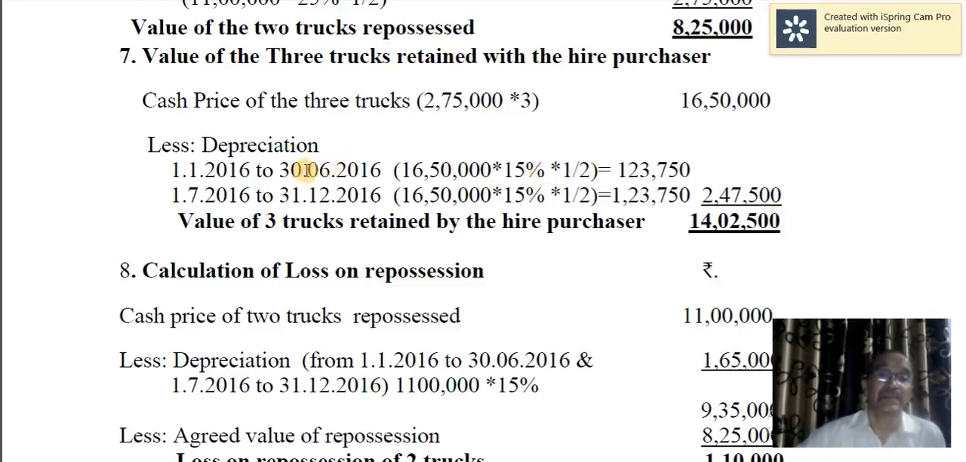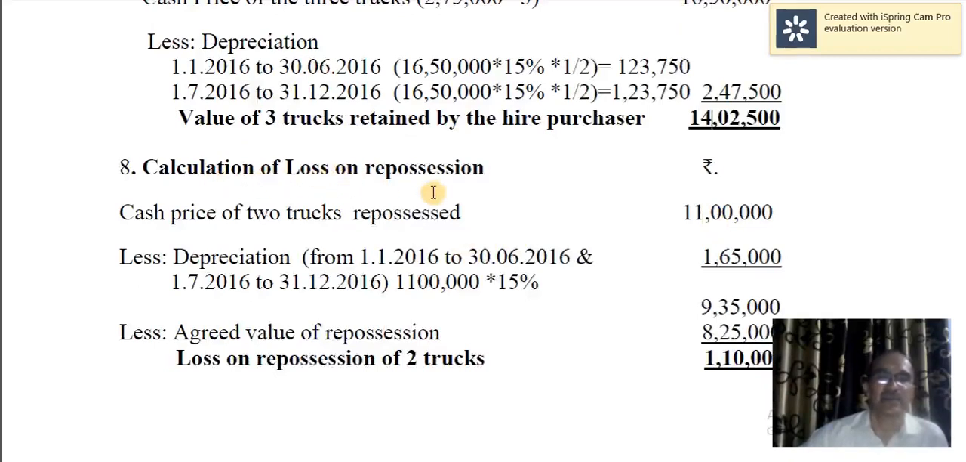Your accounting year ends on 30th June. Therefore, you will get here only 6 months, so you are calculating for half year 1,23,750. And in the next accounting year again, there is default at the end of the first half yearly installment, that is on 31st 12 only. Therefore we are calculating the depreciation for half year. So that also is 1,23,750. So 2,47,500 total depreciation. Deduct that from the cash price of the 3 trucks, so you will get 14,02,500.